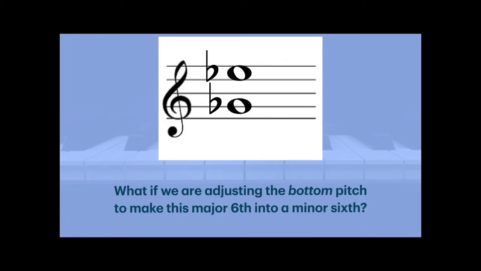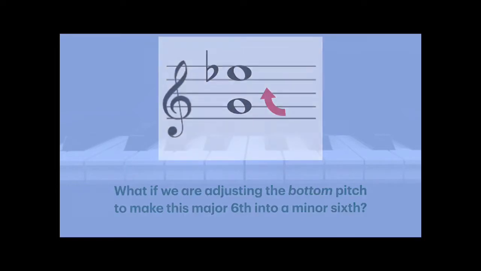What if we are adjusting the bottom pitch to make this major sixth into a minor sixth? Remember, minor is 1 half step narrower than major. But if we're adjusting our bottom pitch, then we need to take that G flat and move it 1 half step closer to the E flat. How can we do that? By removing our flat sign. A G natural is 1 half step higher than a G flat.